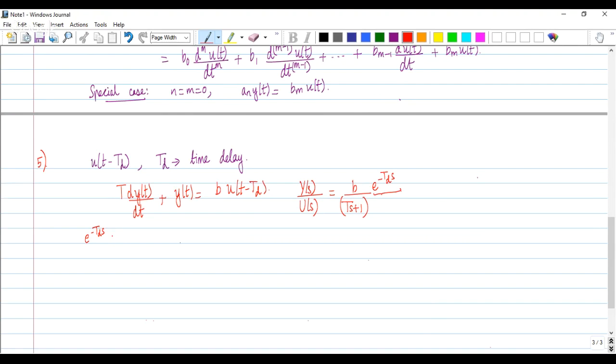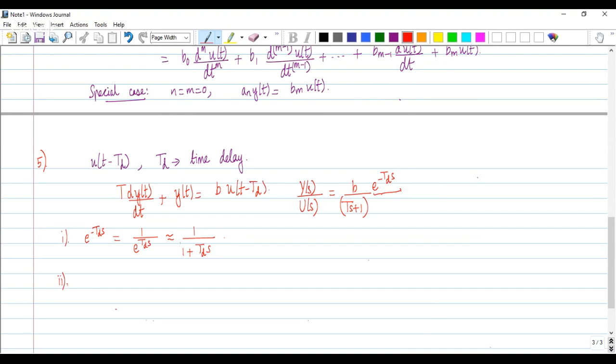So for that, we take this e power minus TDS. One way of approximating it is essentially writing it as 1 divided by e power TDS, and then saying that I will expand the denominator e power TDS only till the first power of s. That's the approximation to one order. That is one approximation.